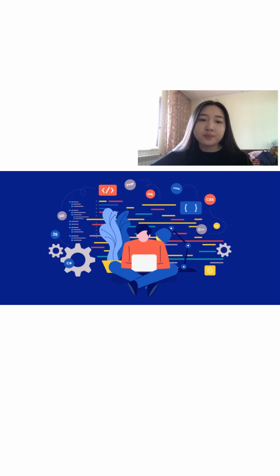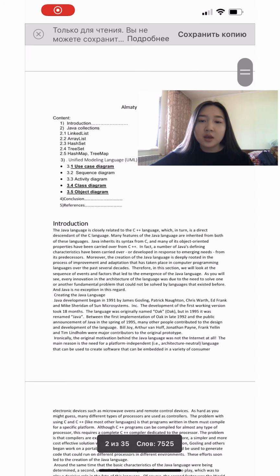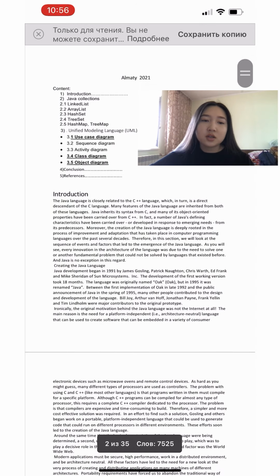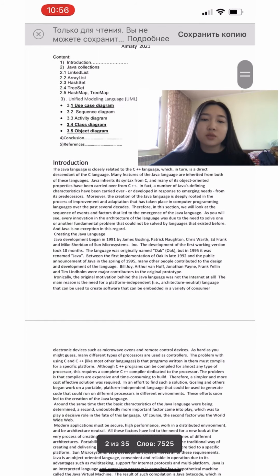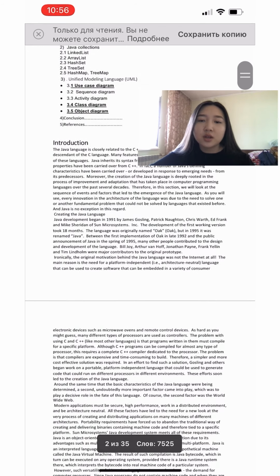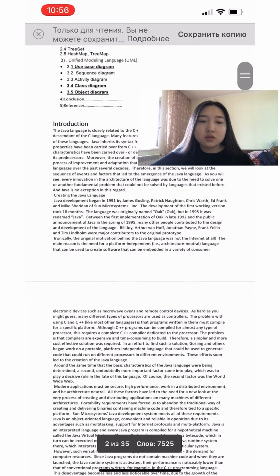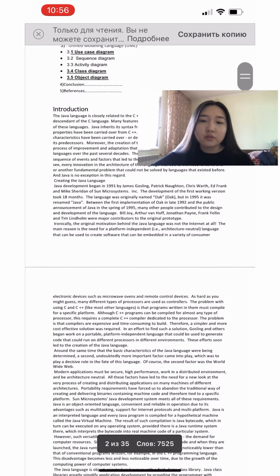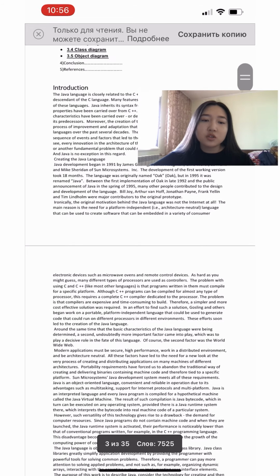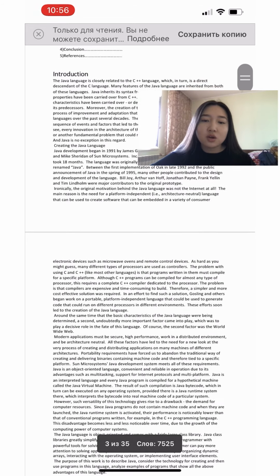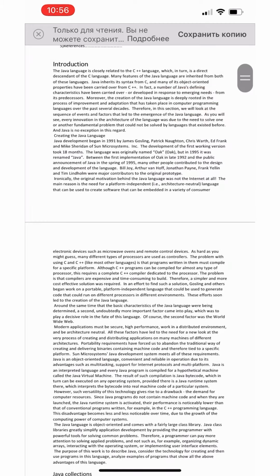Moreover, the creation of the Java language is deeply rooted in the process of improvement and adaptation that has taken place in computer programming languages over the past several decades. Therefore, in this section, we will look at the sequence of events and factors that led to the emergence of the Java language. As you will see, every innovation in the architecture of a language was due to a language that existed before, and Java is no exception in this regard.